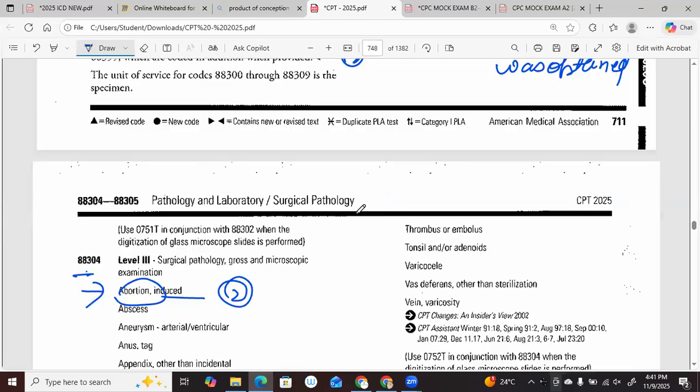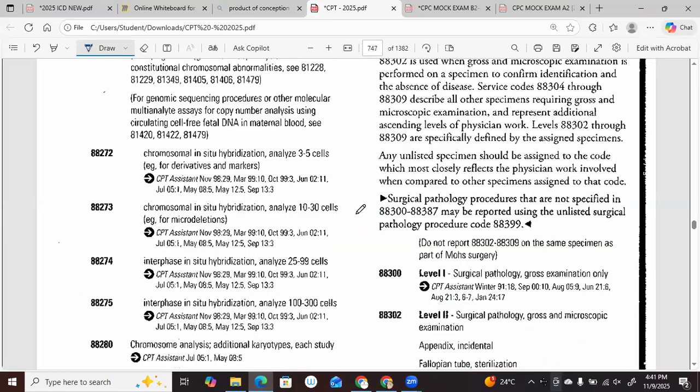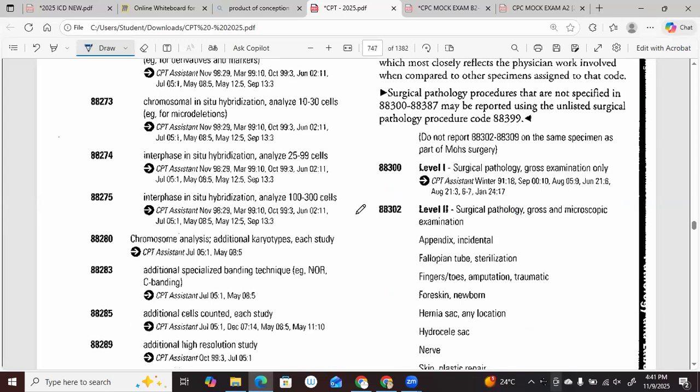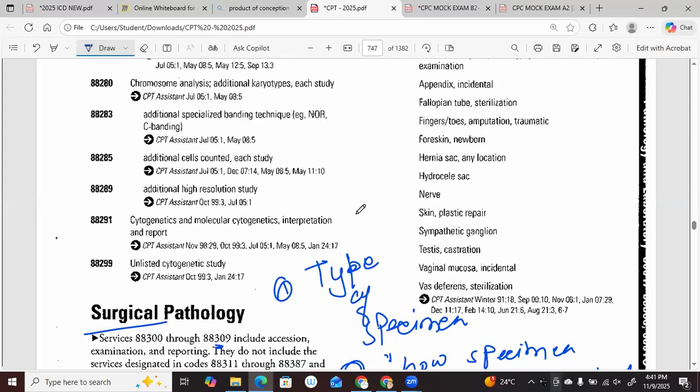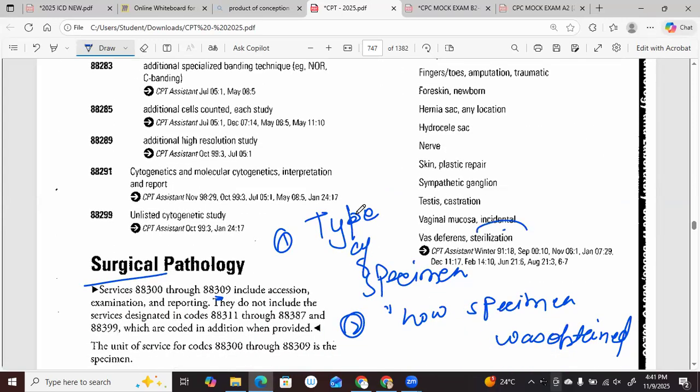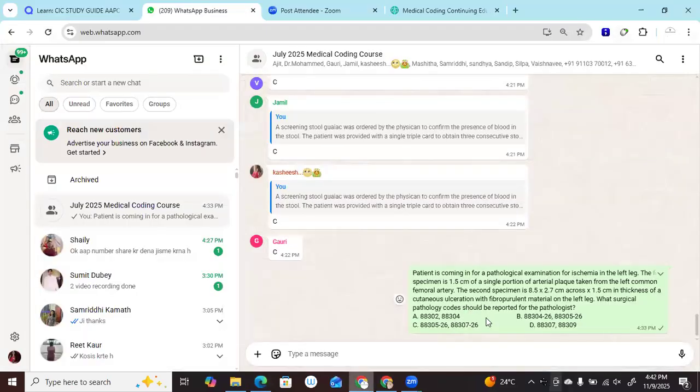Next option is 88302. In 302, we do not have the artery, but let's see if we have a skin. We do have a skin, but that is for the plastic repair. In our case, it's not the plastic repair. In our case, the patient has cutaneous ulceration. The patient has the ulceration in that skin. So we have to rule out option A also.